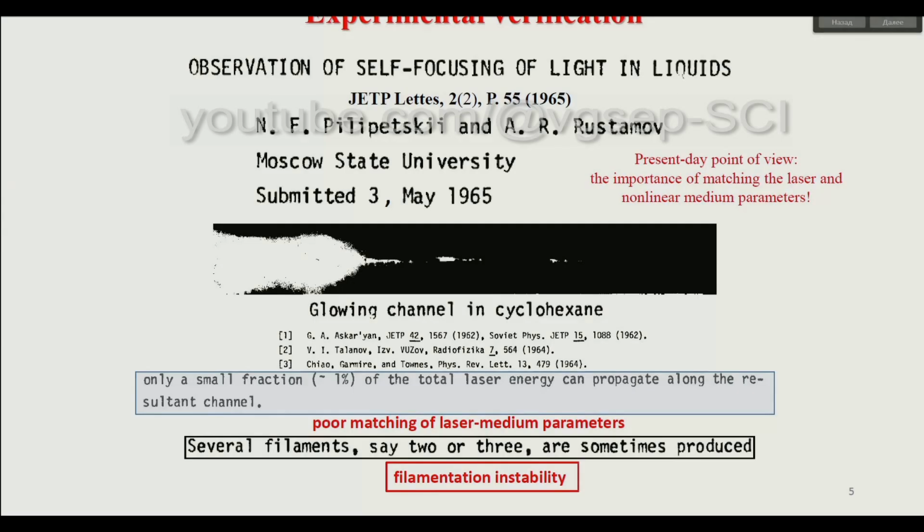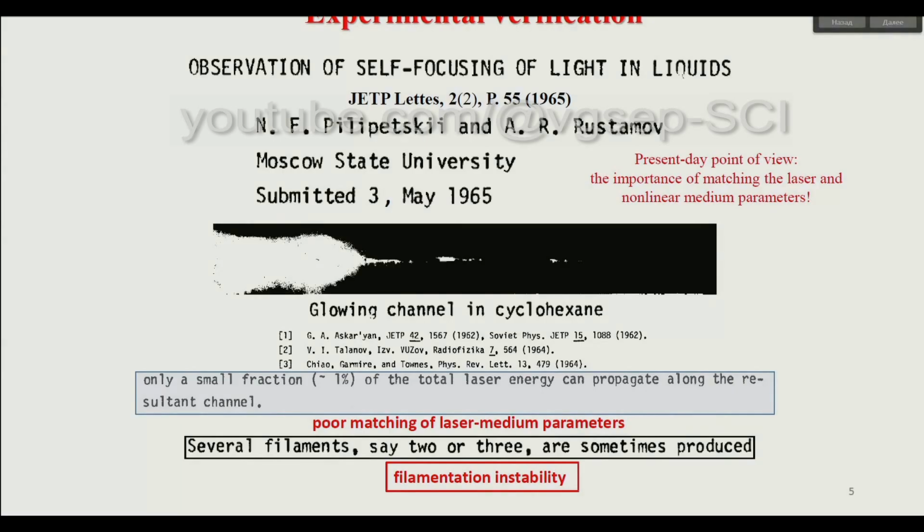This is not the cavity which I have shown you on the first slide. This is poor matching of the laser beam and medium parameters. And so several filaments were also produced in this first experiment. This is the second point I would like to draw your attention to: instability.